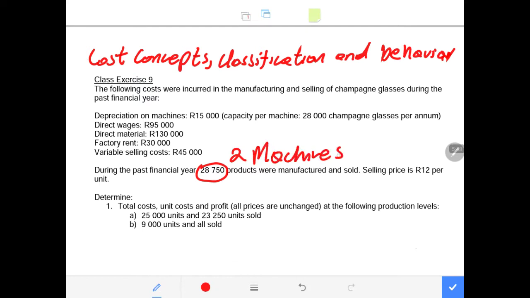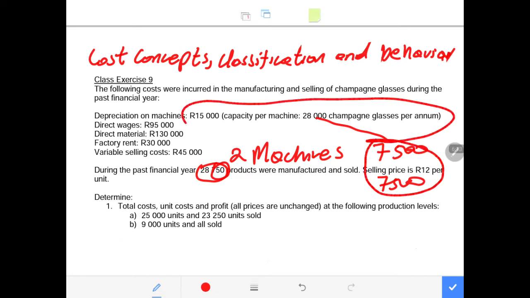28,750 requires two machines, and the depreciation for one machine is 7,500. So if we needed two machines, it would have been 7.5 to manufacture 28,000 and 7.5 to manufacture the 750, meaning this other portion. So the total of 7.5 times 2 gives us the depreciation of 15,000 for two machines.